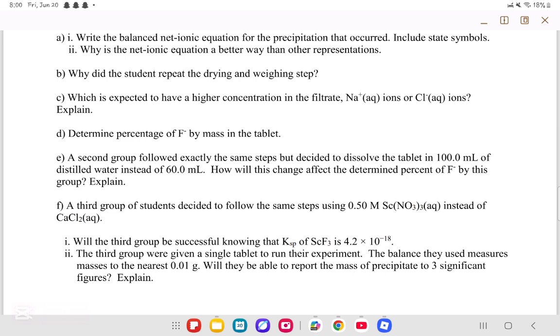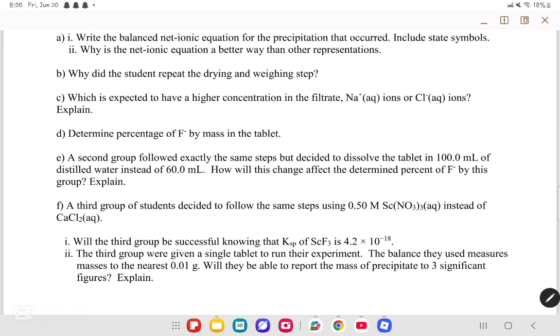It will stay the same. Why? Because the extra water that is found with the F minus will be removed during the drying, right? So nothing is going to change, it's just extra water. It can go during the drying.